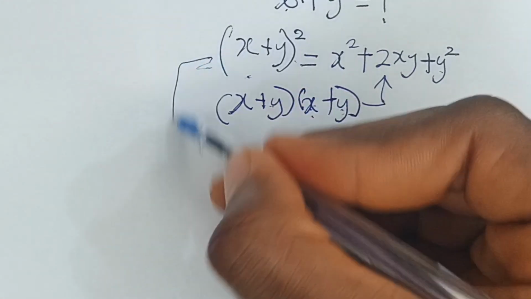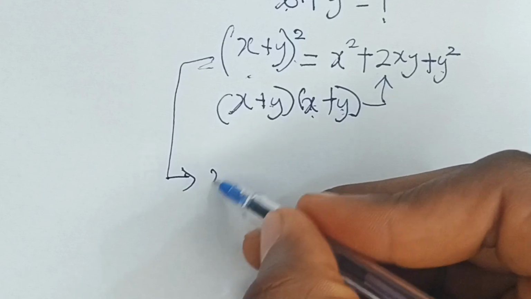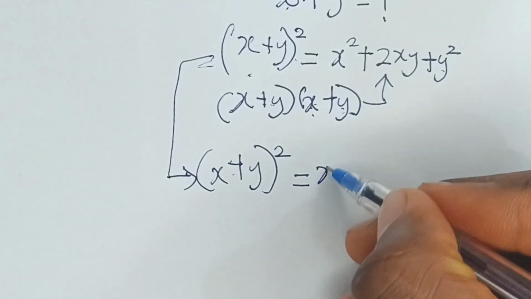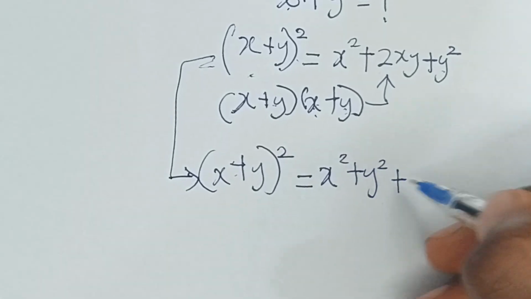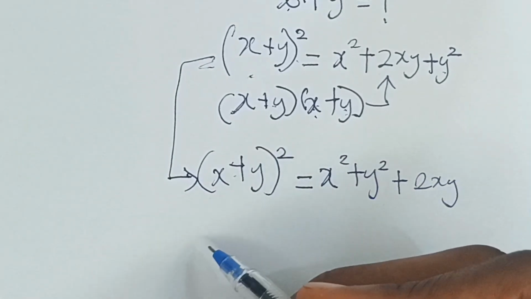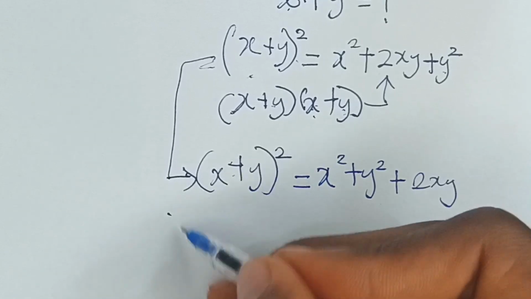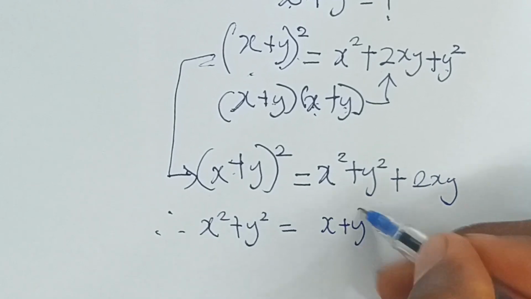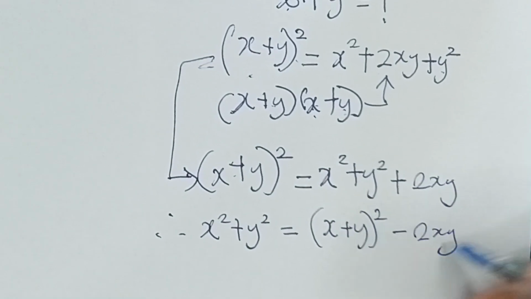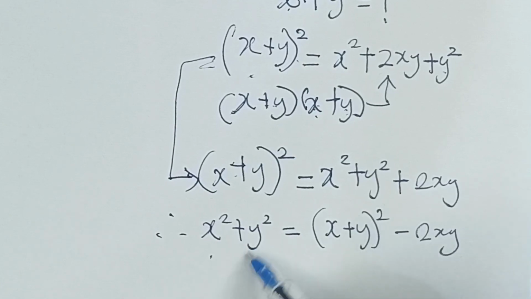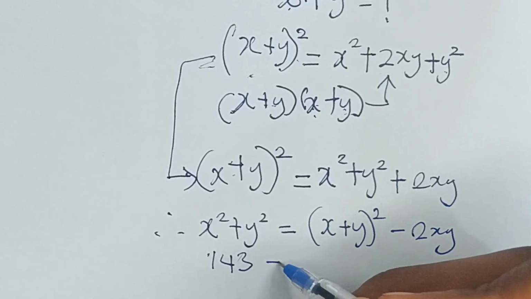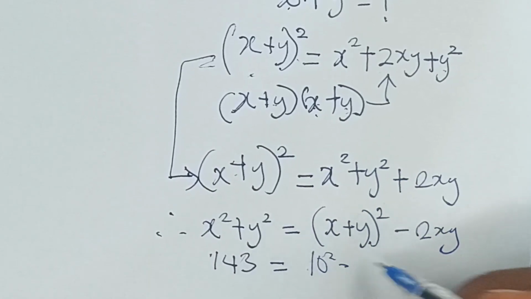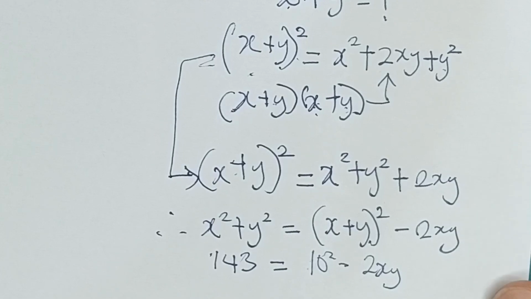Continuing from here, we can say that (x plus y) all raised to the power of 2 is equal to, we can collect this as x squared plus y squared plus 2xy. All right, now we can say that therefore x squared plus y squared is equal to (x plus y) all squared minus 2xy. Okay, now our x squared plus y squared is 143, which is equal to our (x plus y) all squared, which is 10 squared, okay, minus 2xy, which is unknown.